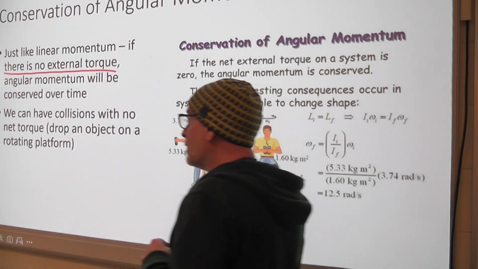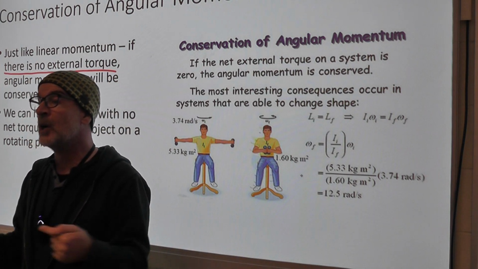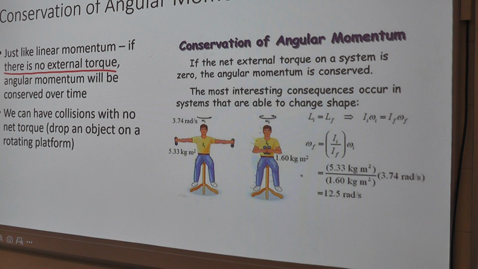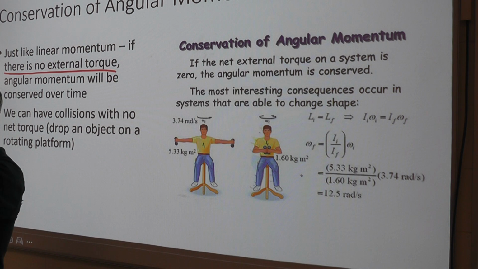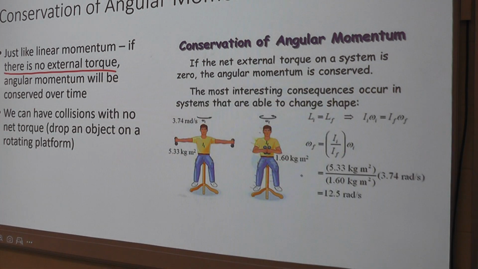We can have collisions, just like we could have collisions between two carts with no net force. These two carts, when I bump them off each other, are each experiencing a force, but one of them is experiencing a force in this direction, the other is experiencing an equal force in the opposite direction. The overall force on the two carts combined is 0. We can do the same thing with rotating objects. So I have to get my rotating platform. Hold tight.